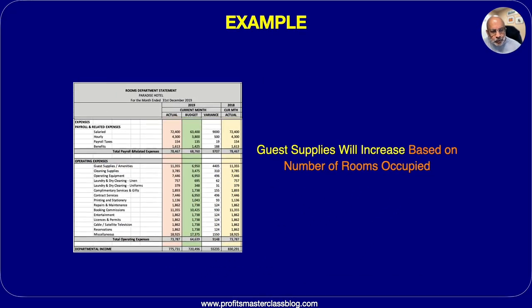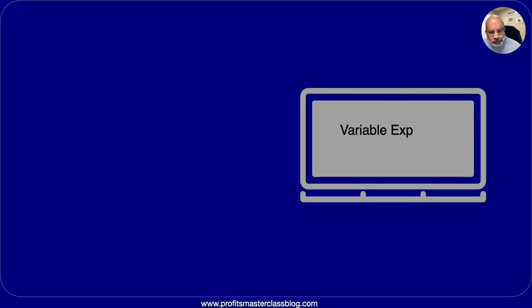Let's use the example of a common expense, guest supplies. This is a variable expense that will behave based on occupancy level, meaning that if the hotel sold more rooms, it will consume more guest supplies, and the expense will increase accordingly. This is a powerful reveal. Marcus now had a way of relating his variable expenses to the occupancy.